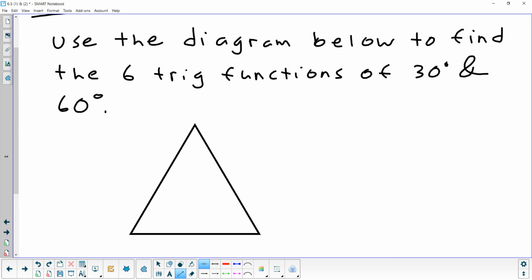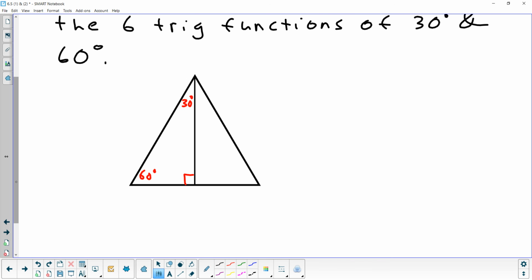Now, if you draw a line right down the middle, you've just separated that into 2 congruent triangles. So what does that mean? That angle is right there. Yeah, 30 degrees. That's a 30-degree angle, because you split the angle in half. So that's a 30, that's a 60, that's a 90.